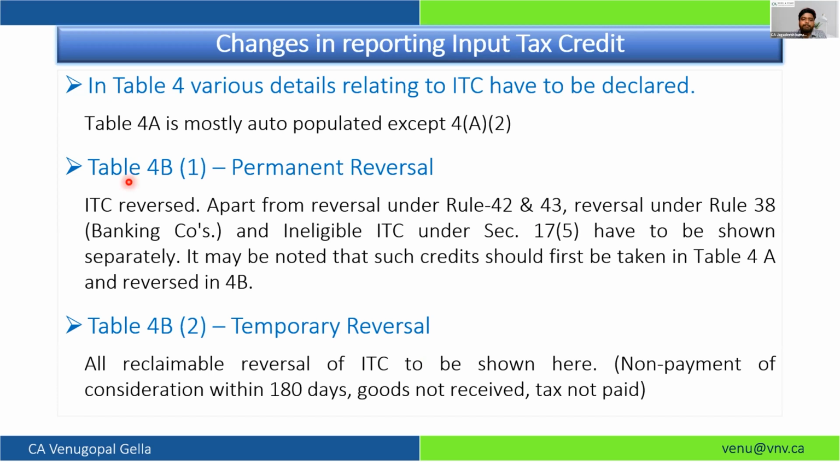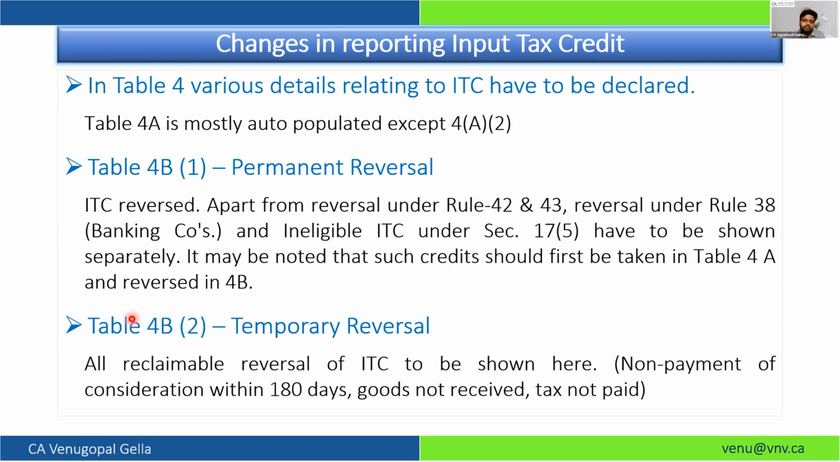Coming to the table 4B1, permanent reversal. In this, other than rule 42, 43, now section 17, subsection 5 and rule 38 have been added. Rule 38 is for the banking companies. They have an option to take 50% of the credit and reverse 50% of the credit under rule 38. Either they opt for this rule 38 or follow rule 42, 43. So all these reversals are required to be reported under 4B1 because all these are permanent reversals. This credit we cannot take in the future also.